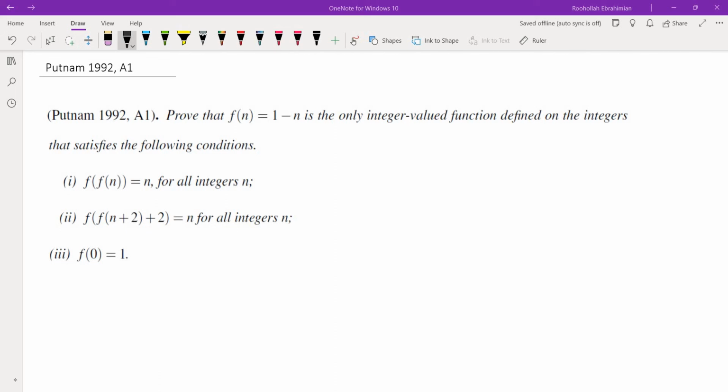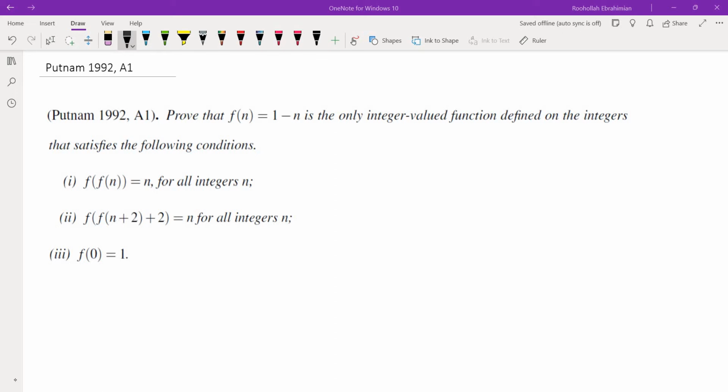Hello, in this video we're going to go over problem A1 from Putnam 1992. So this is a functional equation problem. So how do we deal with functional equations in general? The way we deal with functional equations is we start with the equations that are given, usually one equation. In this case we are given multiple equations, and we plug in different values, we play with them, see what we can get out of it.